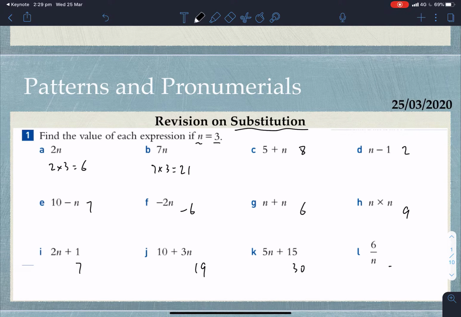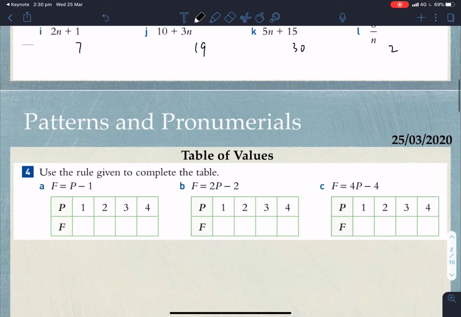6 minus 3 is 2. I think check your answers. You can always pause the video before and do it yourself before you check your answers. I think that's the best way to study.